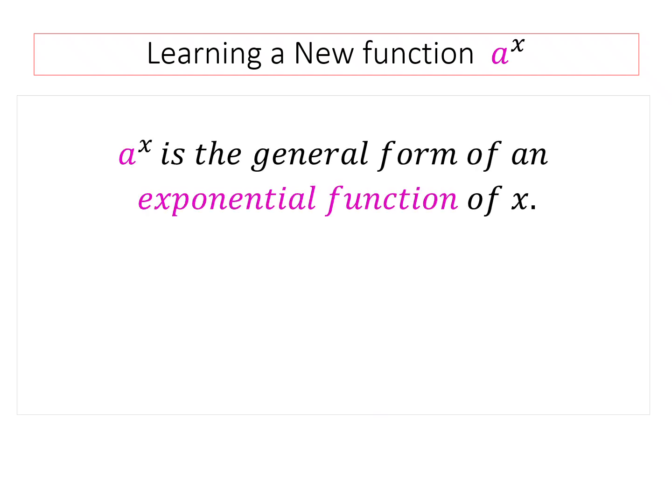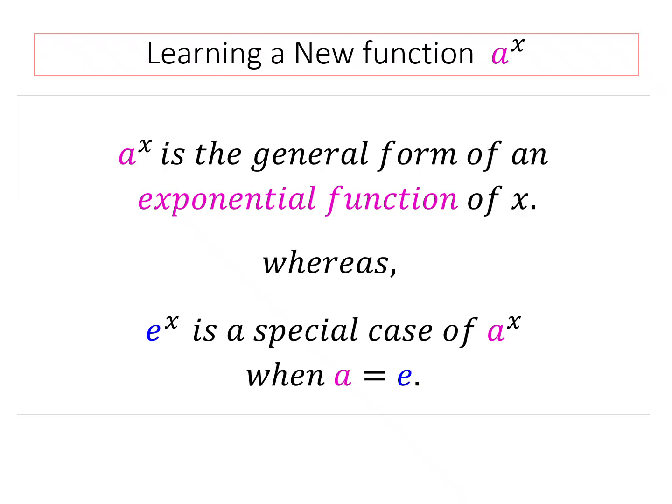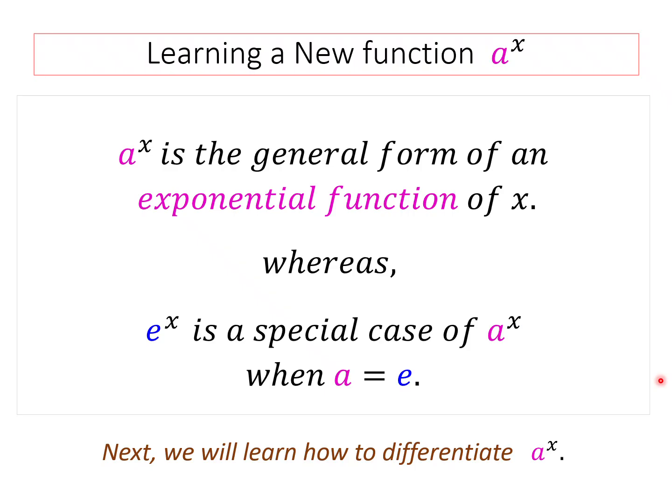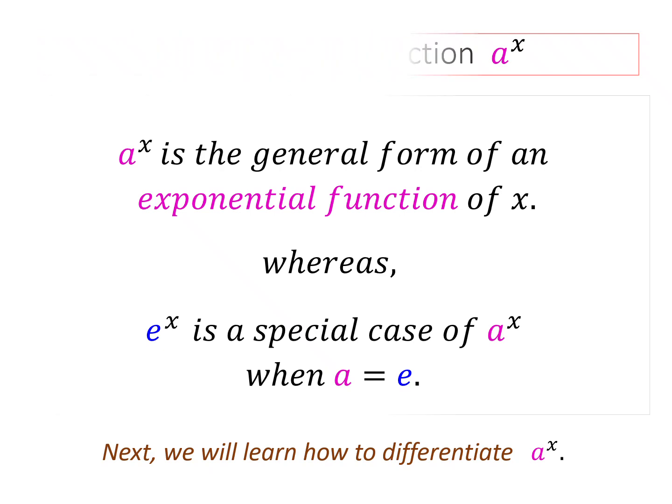A to the power x is the general form of an exponential function of x, whereas e to the power x is a special case of a to the power x where a equals e. This e to the power x we have already discussed. Now today we will discuss a to the power x, which is the most general form, and we will learn how to differentiate a to the power x where a is any constant like 5, 7, etc.